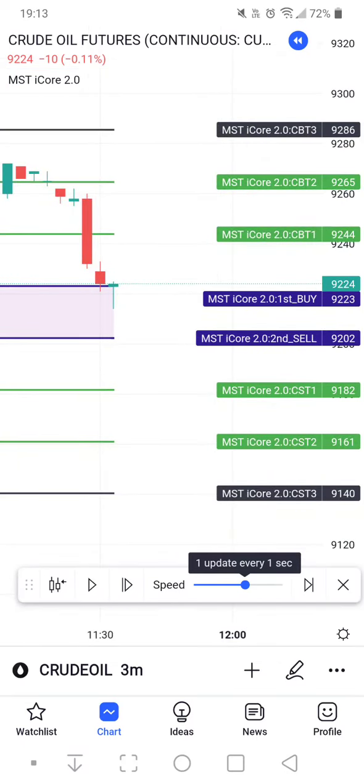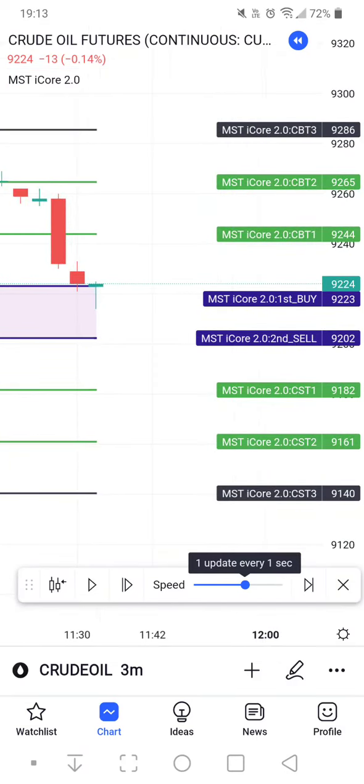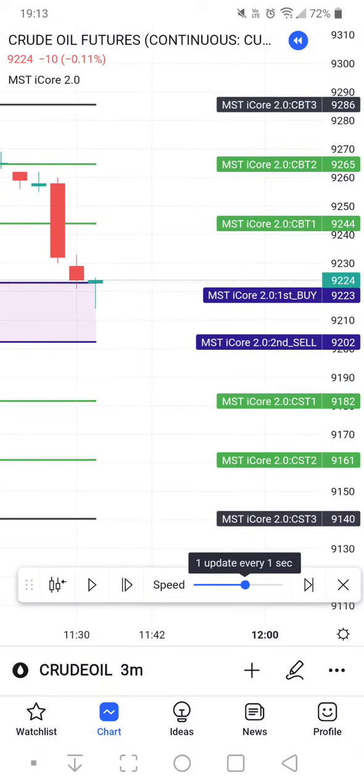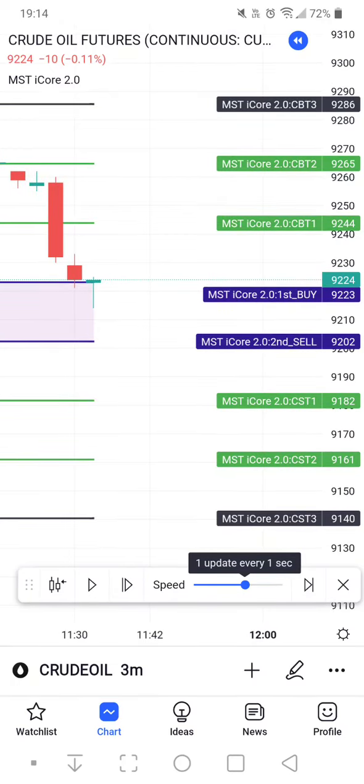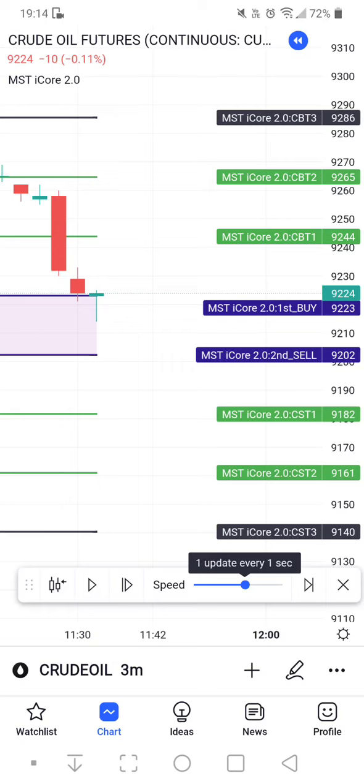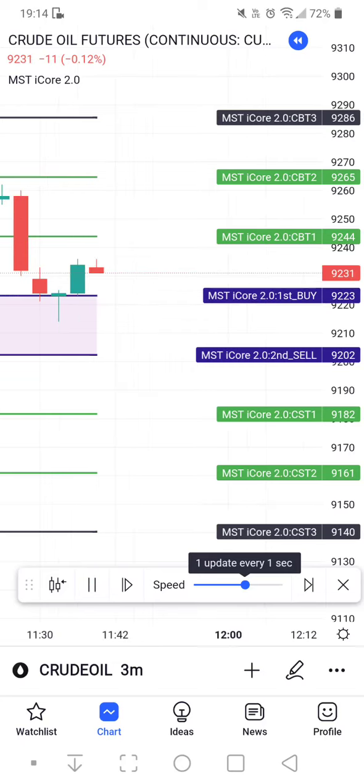Why am I enabling the second sell and second sell target? Because I don't know whether the market will come to 9244 after the buy entry at 9223 or it will hit my stop loss at 9202. If stop loss is hit, what you have to do? We have to immediately reverse the trade at 9202 for the target of 9182. This should be an advanced pending order. Don't forget.